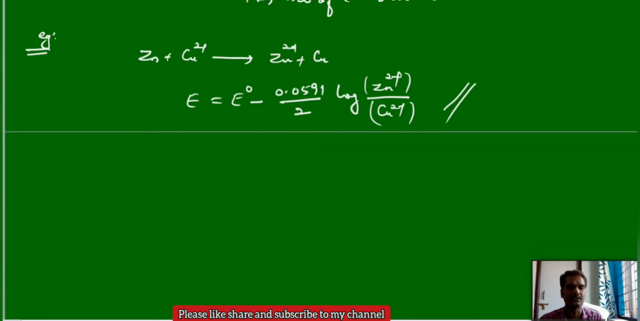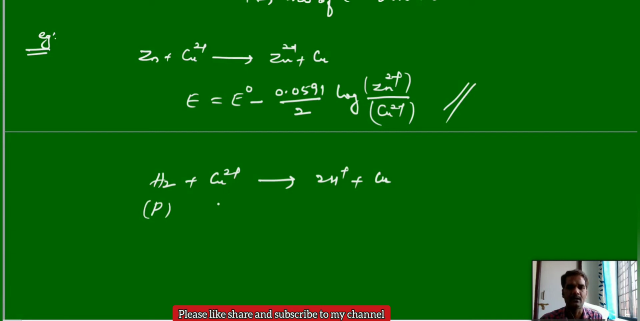This is in terms of concentrations. If they use it in terms of gases, let us see one more example. Gaseous reactants: H2 plus copper 2 plus give 2H plus and copper. Let us take it like this. Your hydrogen is a gas, they will give the partial pressure of hydrogen, and copper anyhow concentrations, and this is H plus concentration, copper is a solid.